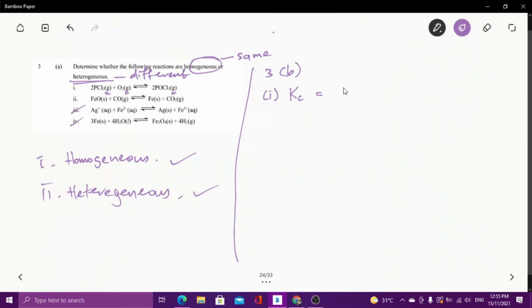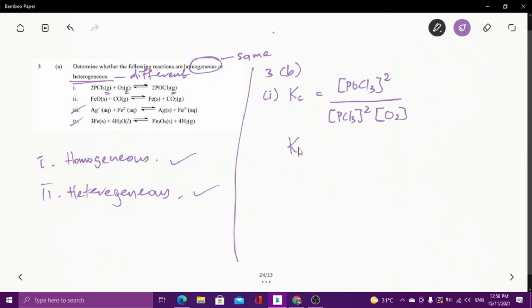So produk kita ada POCl3. So POCl3 concentration to the power of 2. So kita letakkan coefficient 2 sebagai power of, and then kita completekan dia dengan bahagi dengan kita punya concentration of PCl3 to the power of 2 over concentration of O2 to the power of 1. Okay, so that's the expression for Kc of soalan nombor 1.